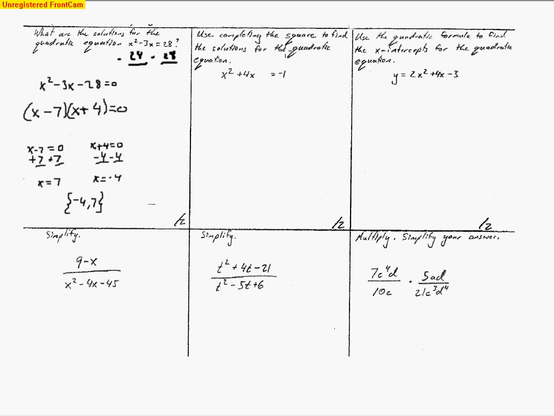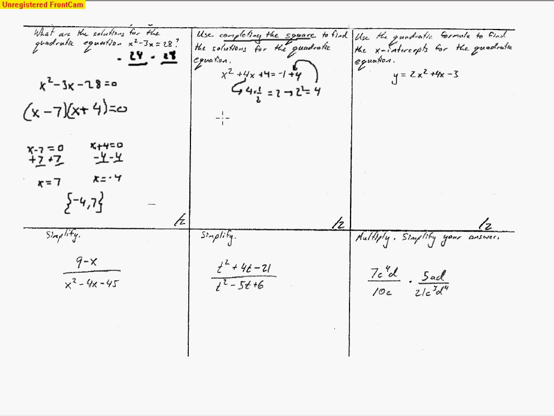The next one is asking us to complete the square, so make sure you read the directions carefully. Complete the square to find the solutions. When we do that, we take half the b term. This problem is nice because it's already set up for completing the square. The c term's already on the other side, so I just take half the b term and square that number. That gives me 4, so that's the number I have to add to both sides of this equation.